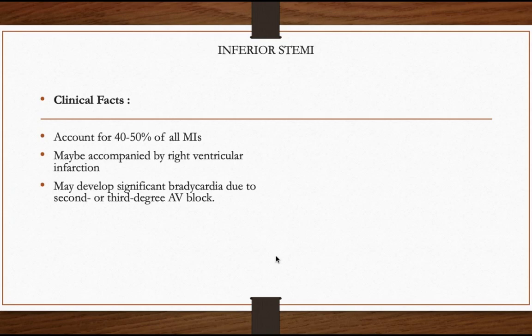Inferior STEMI may also be associated with posterior infarction. And if there is a posterior infarction, the prognosis is very bad. Why can there be a posterior infarction? As we saw, the right coronary artery gives a branch to form the posterior descending coronary artery, and so it supplies the posterior part of the heart. And so if there is any occlusion over there, there may be an infarction of that side of the heart.